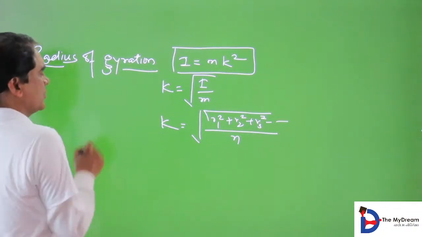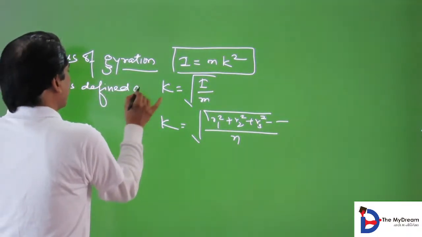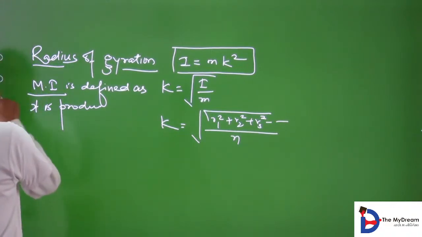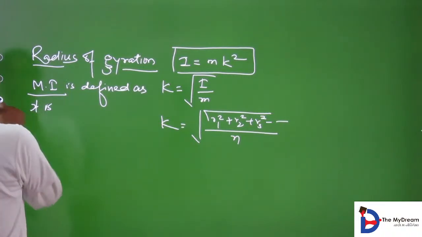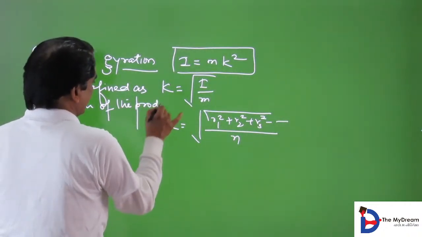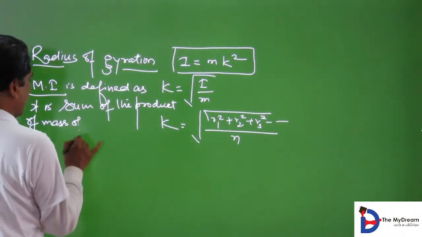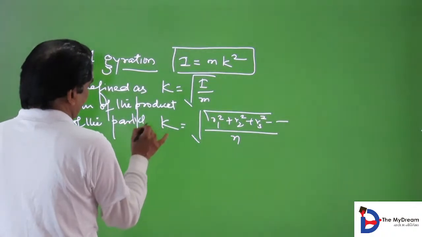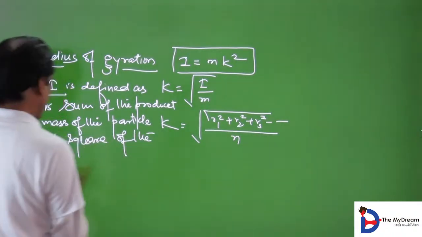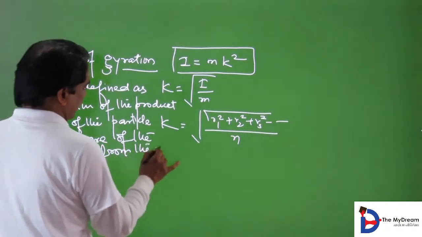And moment of inertia क्या होता है वो भी सुन लीजिए. Moment of inertia is defined as the sum of the product of the mass of the particle and the square of the distance from the axis of rotation.